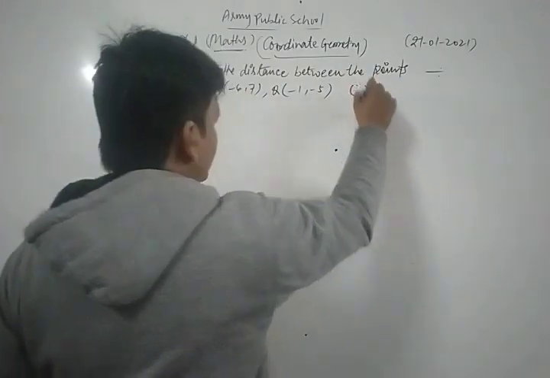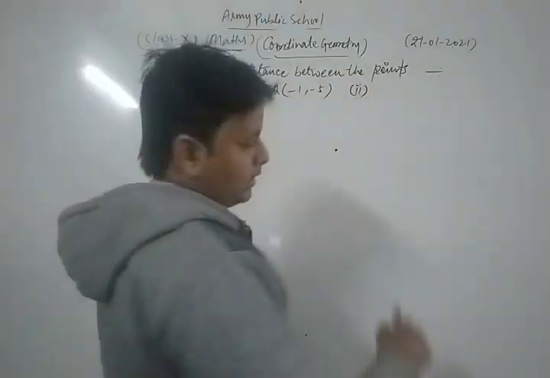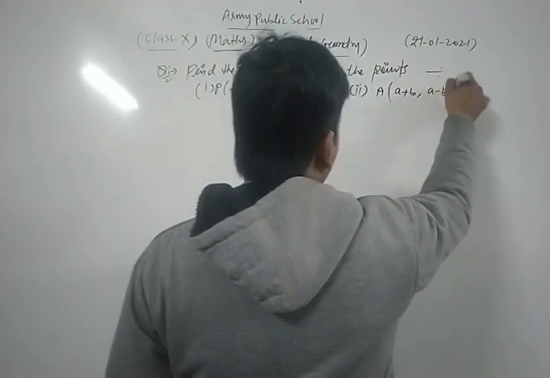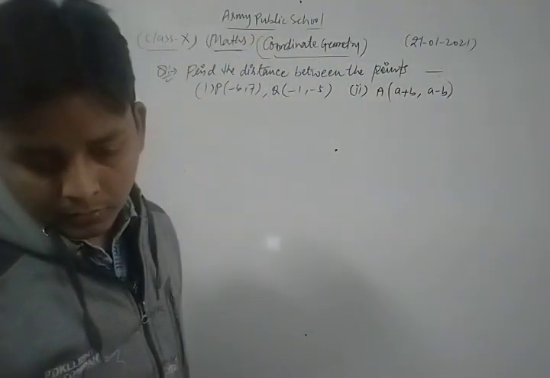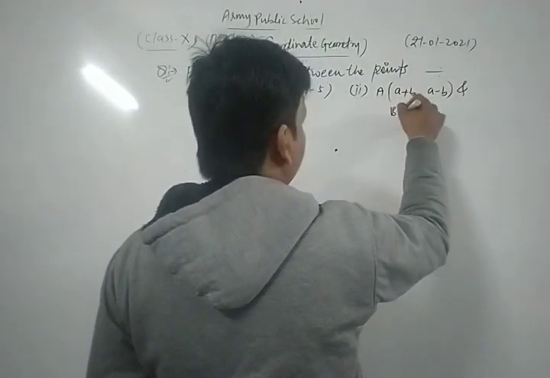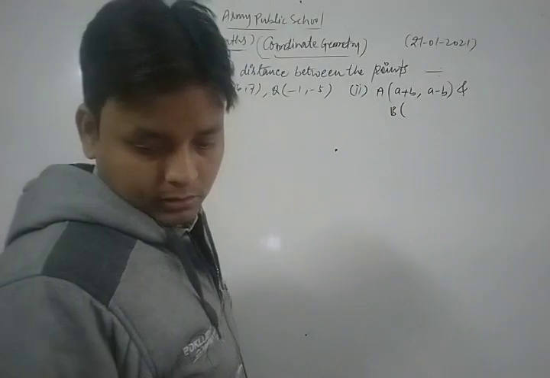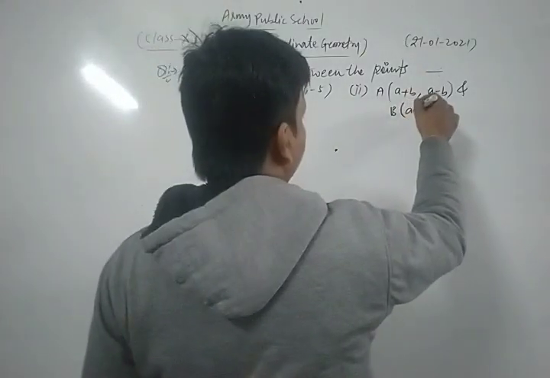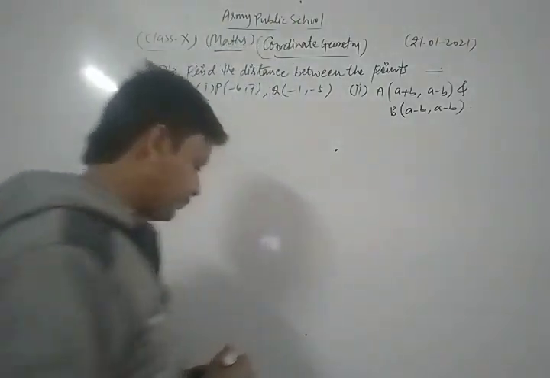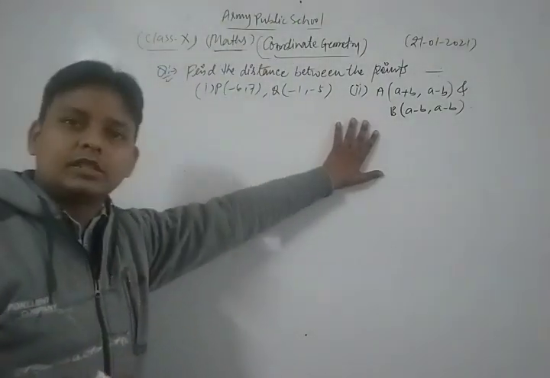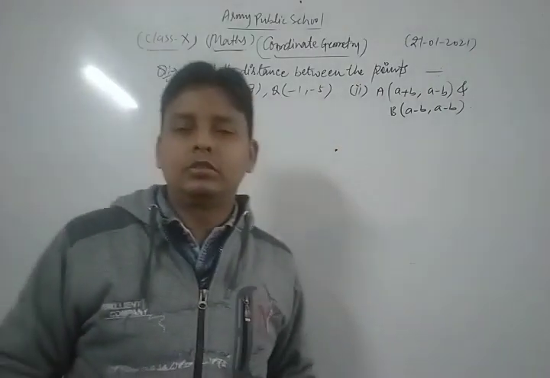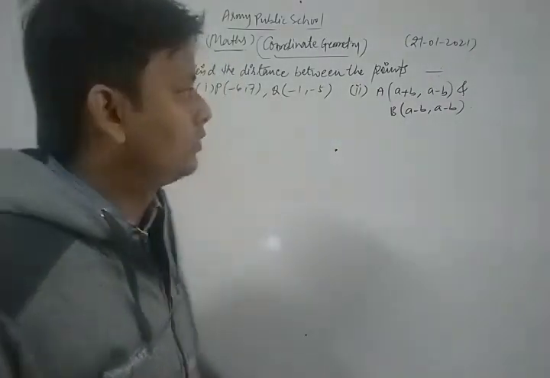And second part of this question is R. Means A plus B comma A minus B, and B is A minus B. Okay, so this is a very important question of your syllabus, so please students concentrate on this question. Okay, let's see first one by one.